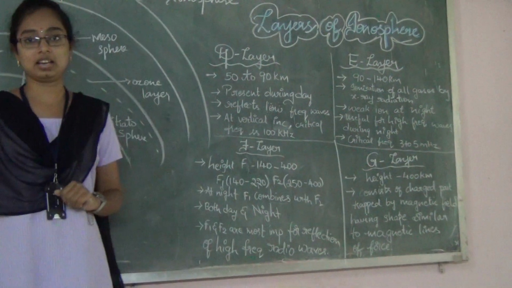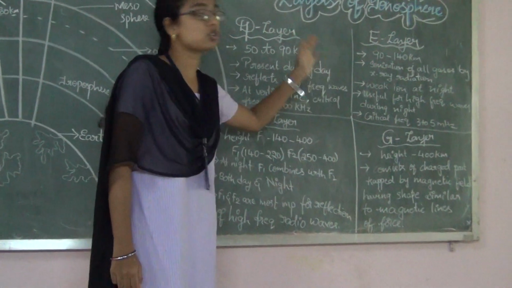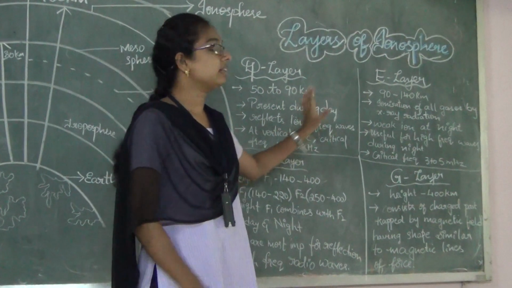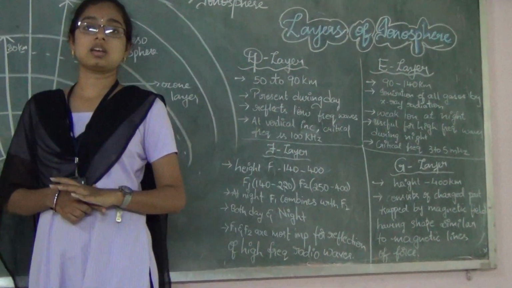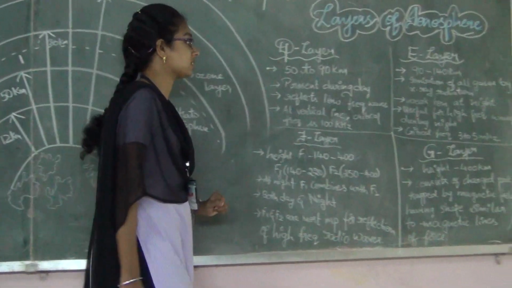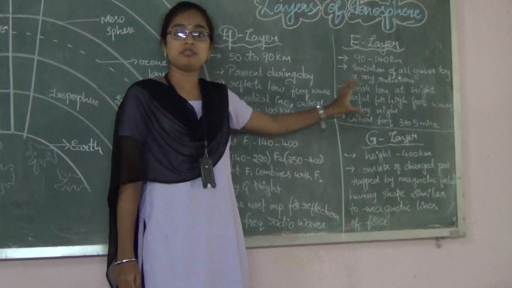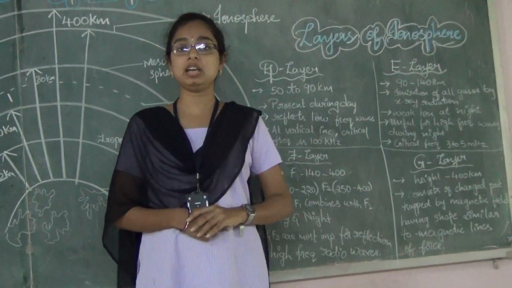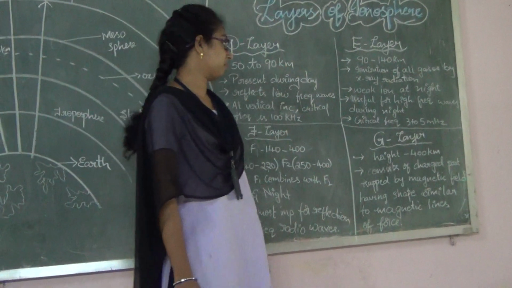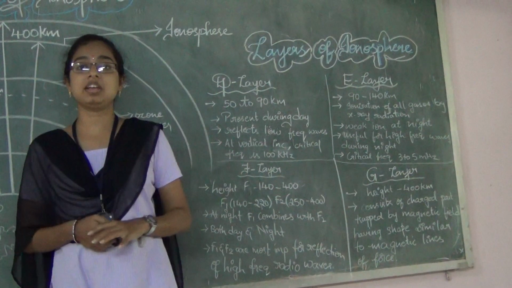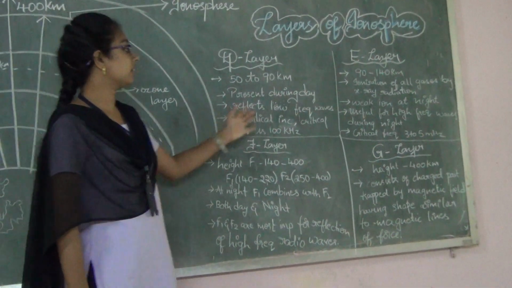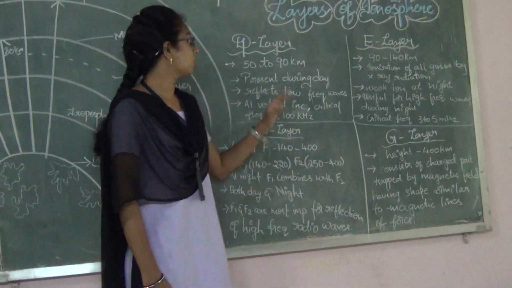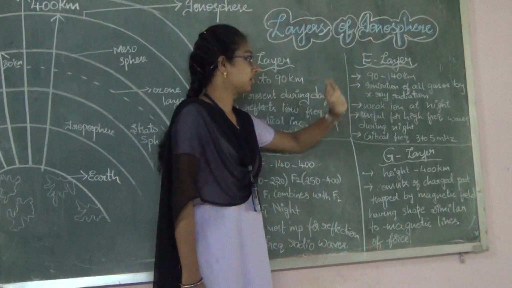Now coming to the E layer. The E layer is situated at a distance of 90 to 140 kilometers from the earth's surface. In this layer, ionization of gases by X-rays takes place. This layer is present at night, but ionization will be weak during night time in the case of the E layer. It is useful for producing high frequency waves, and the critical frequency of this E layer is 3 to 5 MHz. So these are about the D layer and E layer.